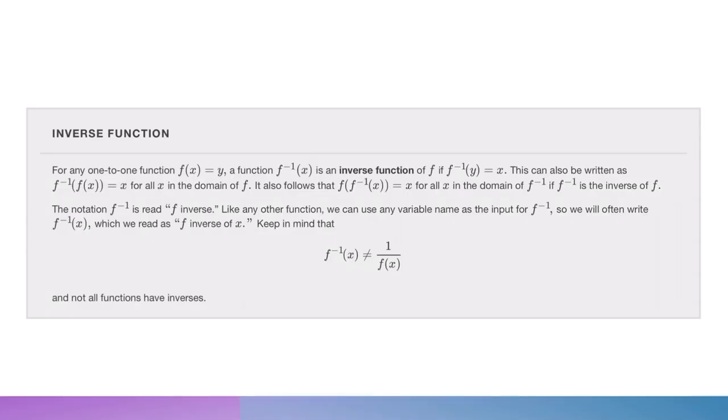So, an inverse function: for any one-to-one function f of x equal to y, a function f inverse of x is an inverse of f if f inverse of y equals x. This can also be written as f inverse of f of x equals x for all x in the domain of f. It also follows that f of f inverse of x equals x for all x in the domain of f inverse, if f inverse is the inverse of f. I know that was a lot. We'll come back and re-articulate that.